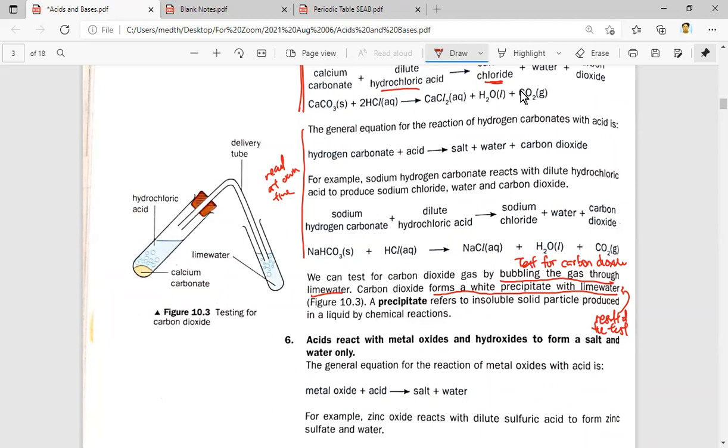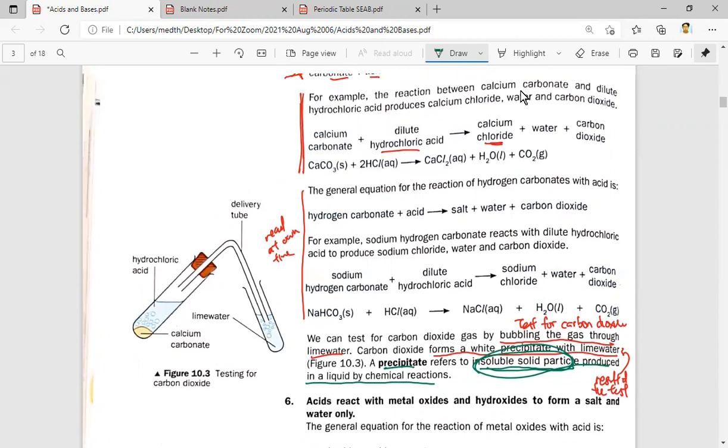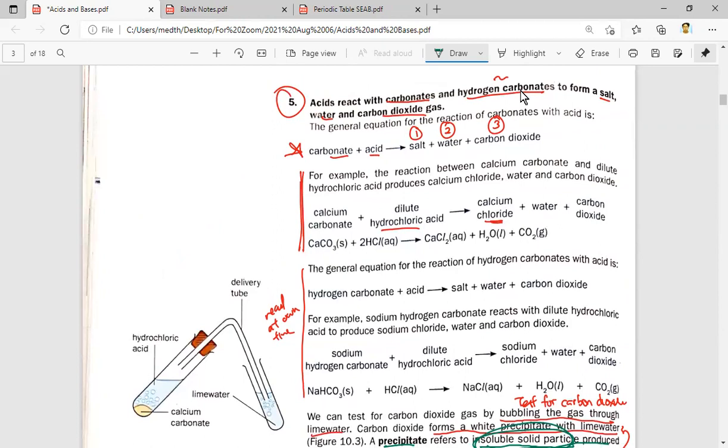Many of you might ask, what is a white precipitate? A precipitate is the insoluble solid particles produced in a liquid by chemical reaction. It refers to solid particles that cannot be dissolved in water. So just take note, precipitates are insoluble solid particles. So carbonate plus acid gives you salt, water, and carbon dioxide.